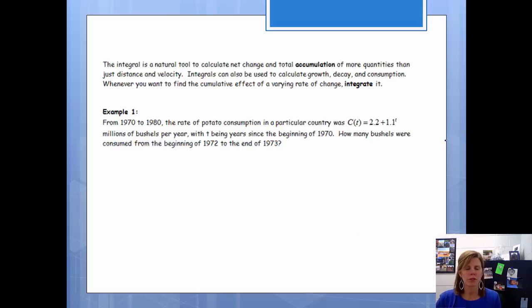The integral is a natural tool to calculate net change in total accumulation of more quantities than just distance and velocity. Integrals can also be used to calculate growth, decay, and consumption. Whenever you want to find the cumulative effect of a varying rate of change, you integrate it.